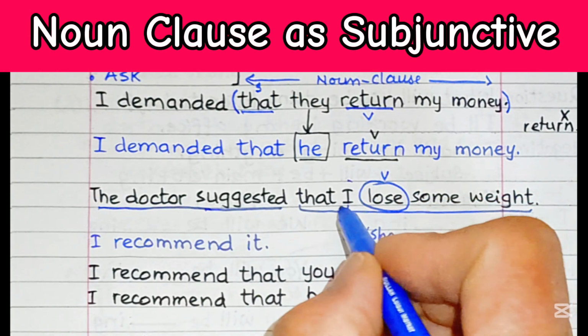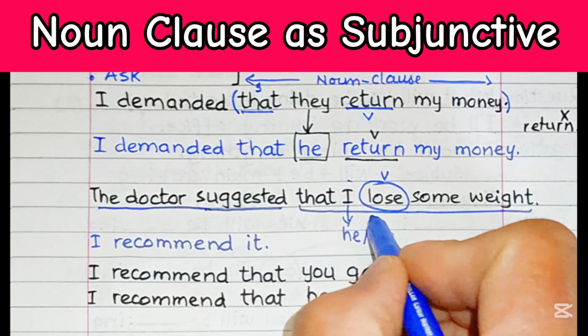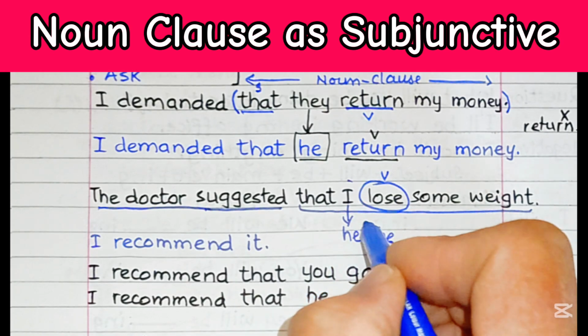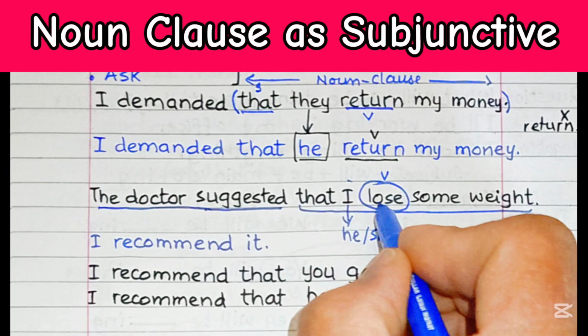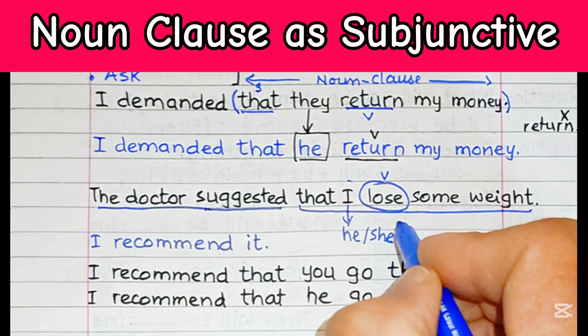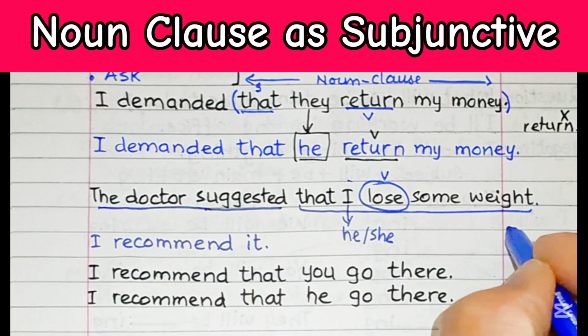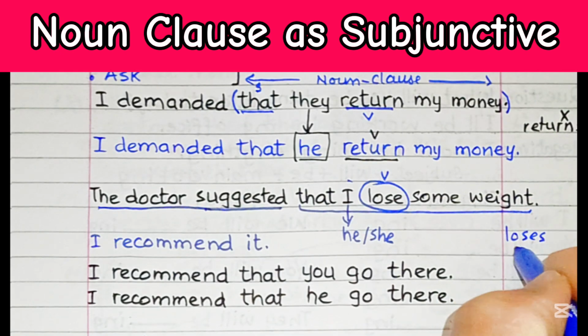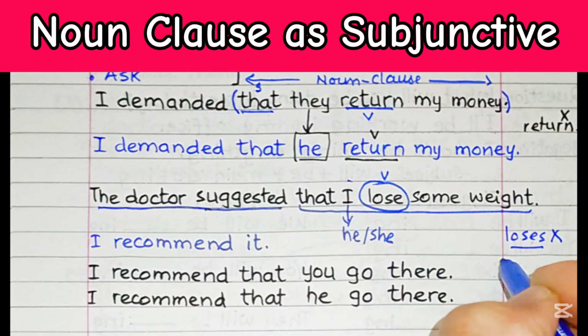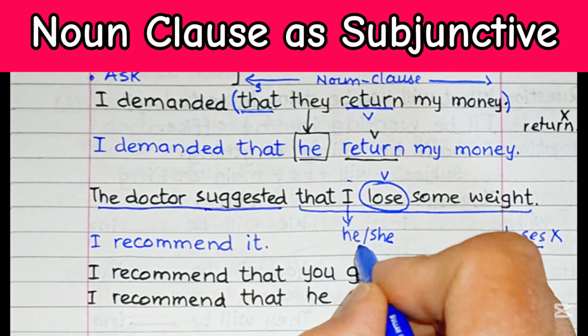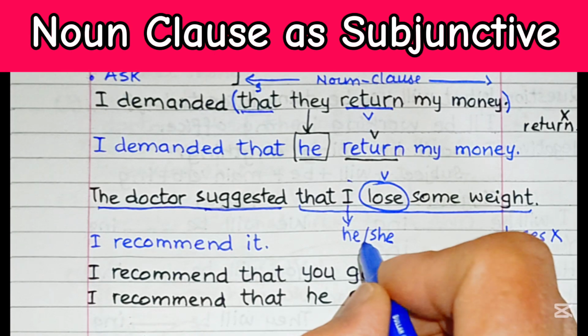It sounds a little unusual because this is the simple form, lose. It's not the present tense form. You might expect the verb to look like this, but this is not recommended. This is not the case. We don't use this sort of verb, whatever the subject of the subjunctive mood is.